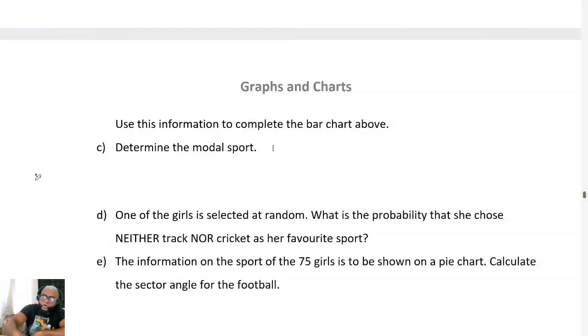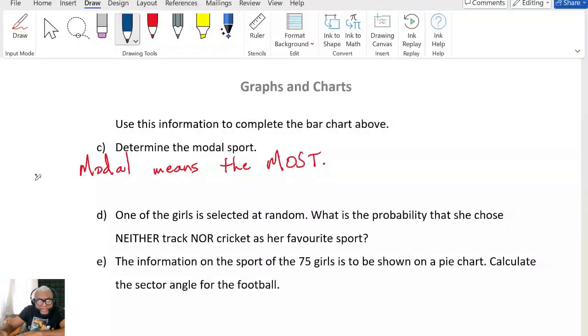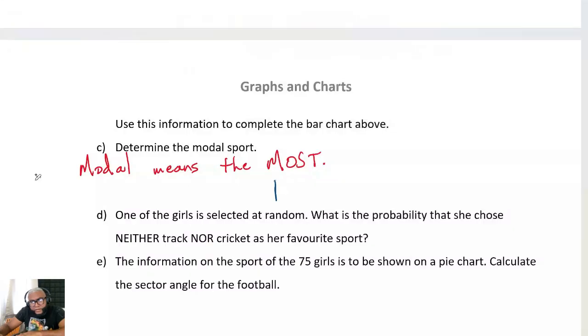Determine the modal sport. Mode. What does mode mean? Who remembers what mode means? Sir, mode means the most. Mode means the most, so the one with the most amount of girls. Which one would that be? Football, for 21 girls.